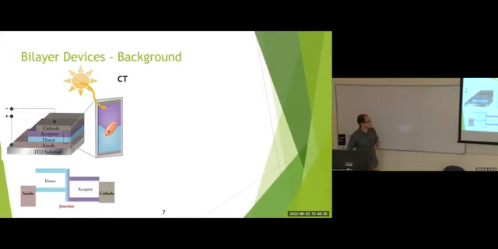Also, this CT tends to decay very quickly. However, with a smart design, it will dissociate before it decays, and we will get two charges that we call polarons. One would be negative, the other one positive, and we want to transport them to the contacts.